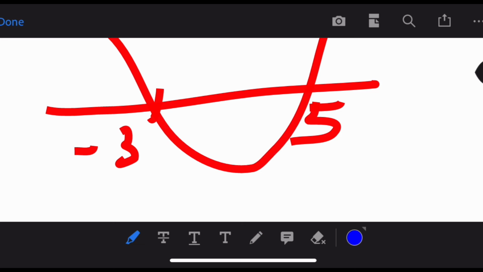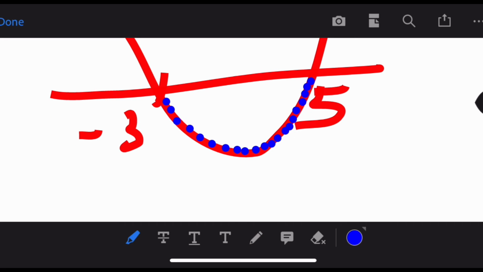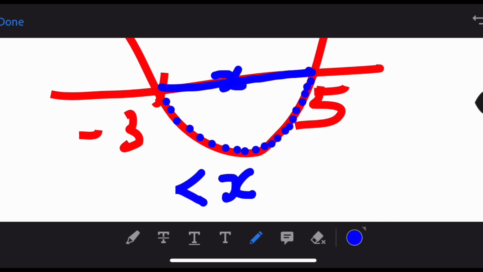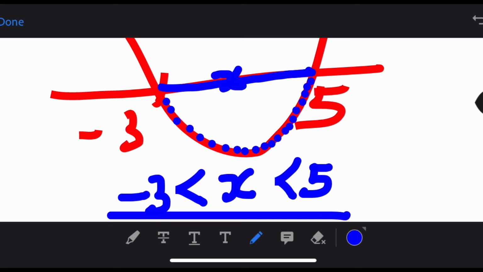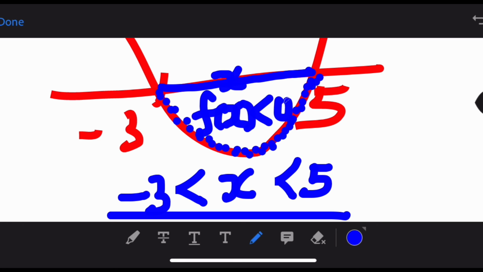So for this part, what is the range of x? x is from here to here. So x is more than -3 but less than 5, right? It's the range of x. So we have the shaded region here, whereby all the y are negative. This side f(x) less than 0. Right, so you can shade like this, also no problem.